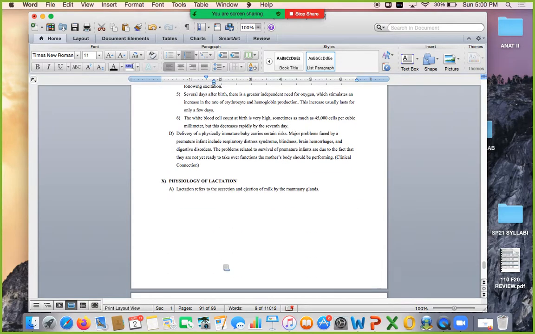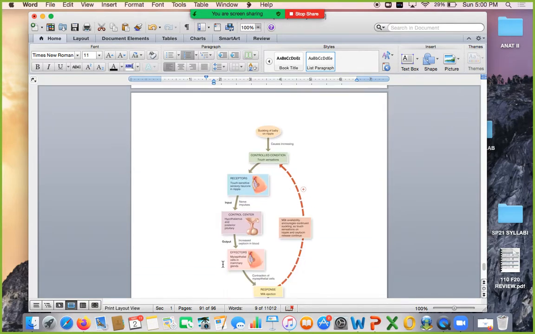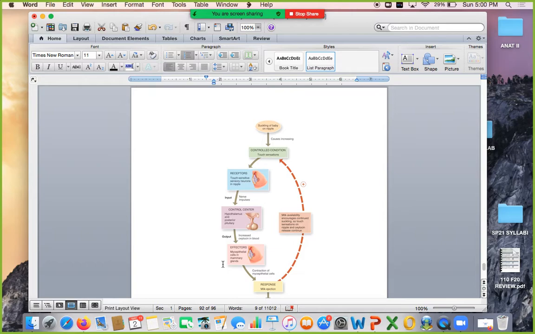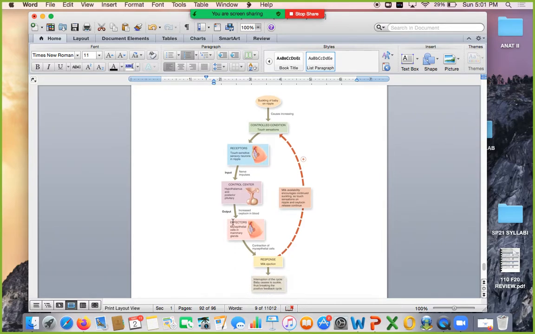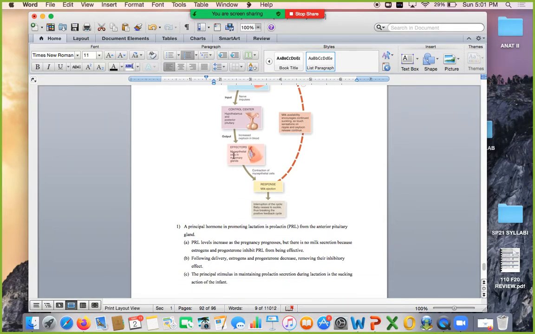All right. So now we're going to talk about lactation. Lactation is another response that is going to rely on a controlled condition. So basically, the physiological response to the suckling of the baby on the nipple will cause the touch sensors to send nervous impulses into the hypothalamus and posterior pituitary, which causes the contraction of the myoepithelial cells, which causes the release of the milk, or milk ejection.